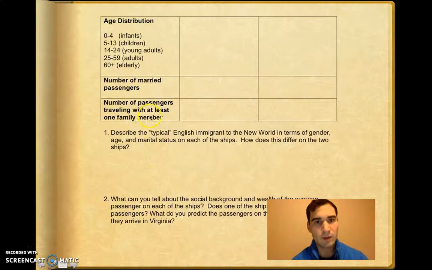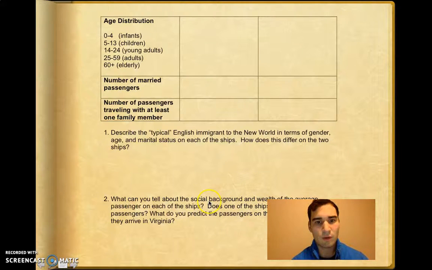Our first question is, please describe the typical English immigrant to the New World in terms of gender, age, and marital status on each of the ships. How does this differ on the 2 ships? If you need more space, feel free to type it up and you can include another page. So please be detailed. I'd like several sentences. Probably 3 to 5 sentences would be a solid answer on this one.